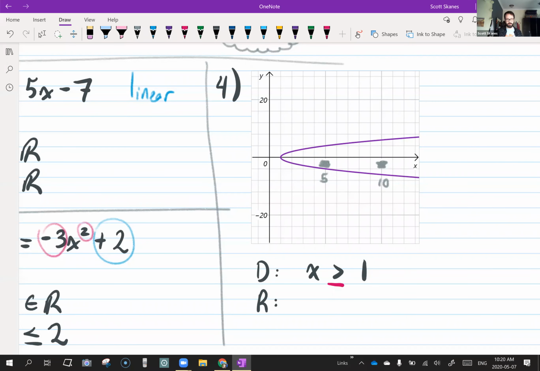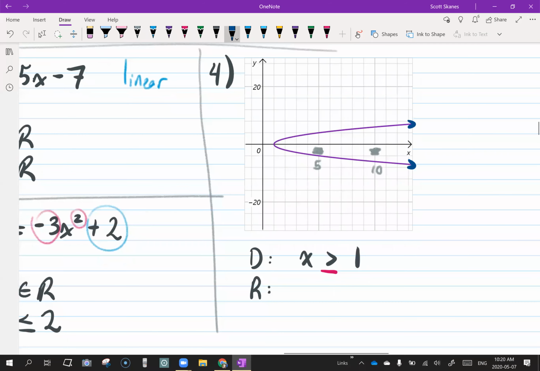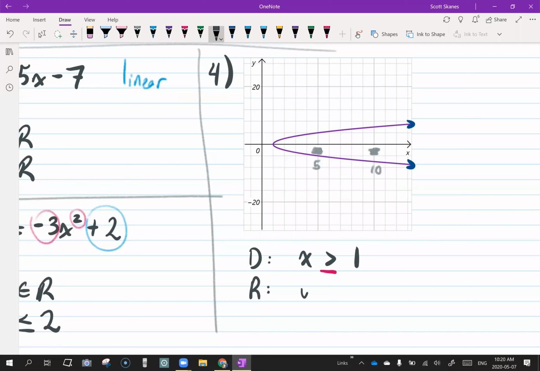What about the range? We're assuming, of course, that this function goes off forever. So it will get bigger and bigger and bigger eventually. All real numbers.